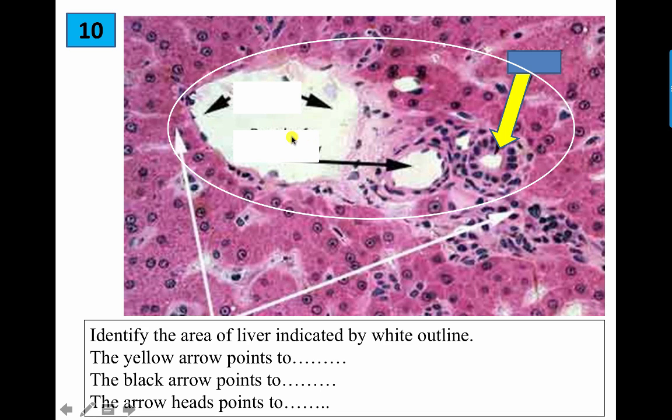How do you differentiate between both of them? Here the wall is thicker with a narrow lumen, and here the wall is very thin with a wide lumen. And of course they are typically different from the bile duct in the lining. Here the lining in both of these two is flat squamous epithelium, but here the lining is simple cuboidal epithelium.